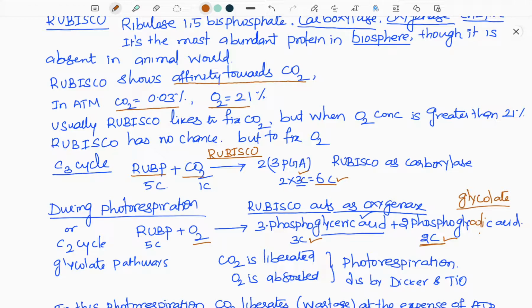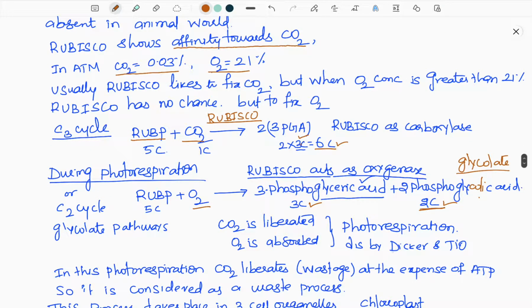Why should we call it photo? Photo means sunlight. Respiration, we know, means breathing, that is, taking in oxygen and liberating carbon dioxide. The same phenomenon takes place in plants also during sunlight, hence the name photorespiration. Discovered by Decker and Tio. Do remember, Decker and Tio.